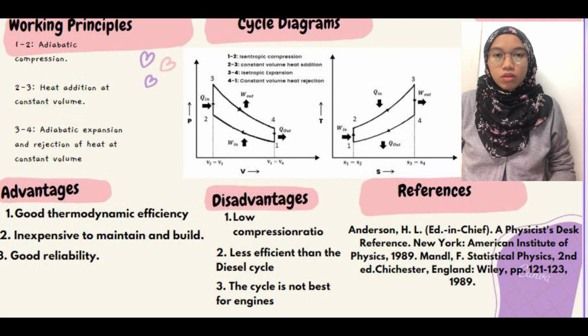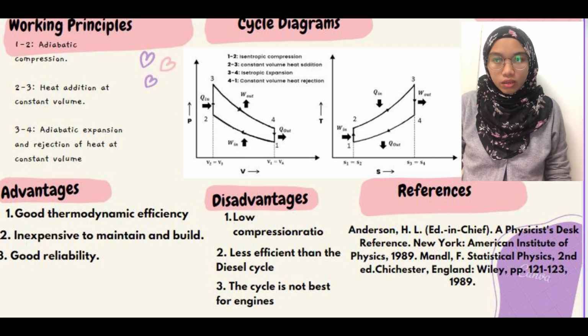The disadvantages of the Otto cycle: it has low compression pressure. Secondly, it has less efficiency than the diesel cycle, which we can study in the next slide. And thirdly, the cycle is not best for large engines.